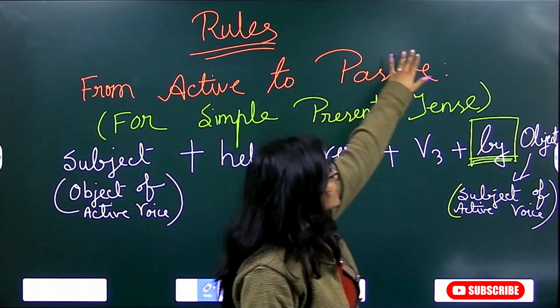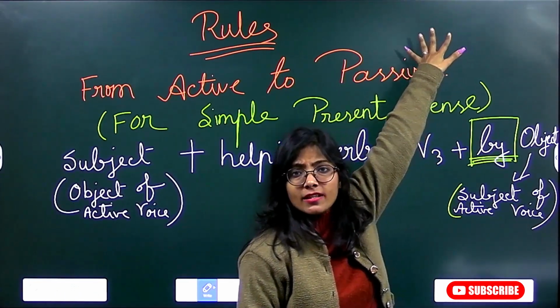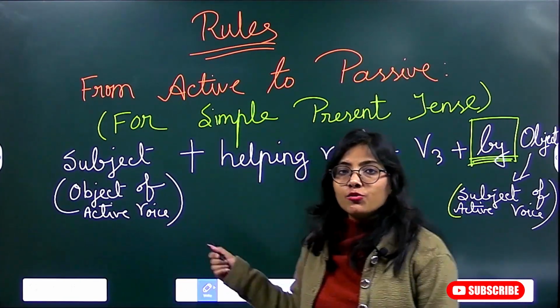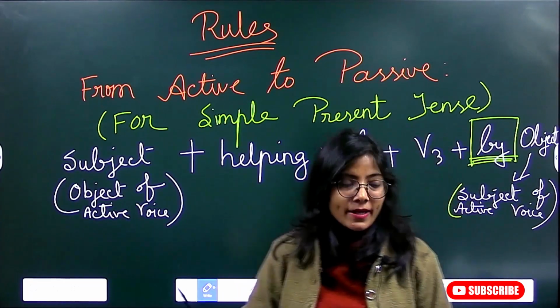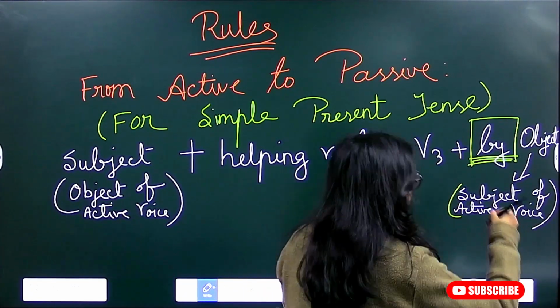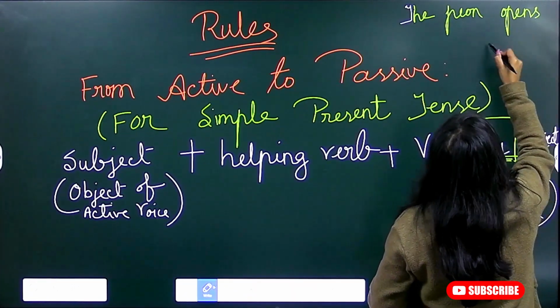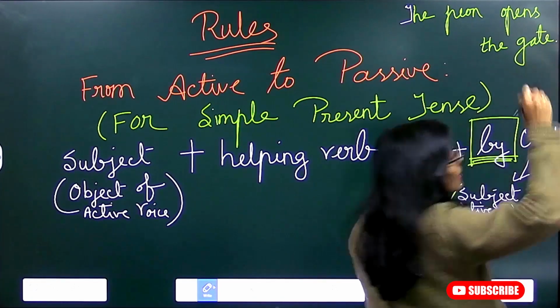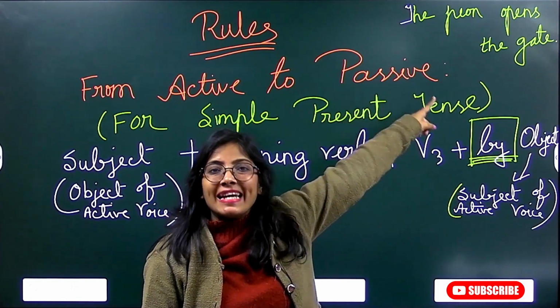Here, active voice, I will just write in the corner, and following that, we will change it into passive voice by using this particular rule, okay? So if I tell you the sentence here, look at this. The peon opens the gate.